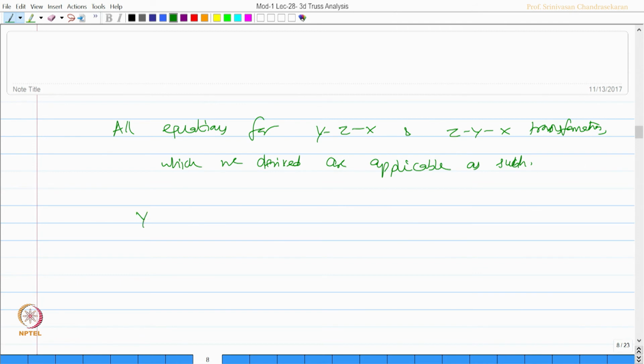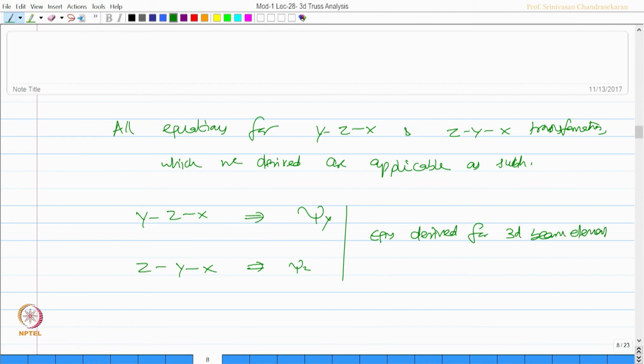So, using YZX will enable you to compute the psi y angle, using ZYX will enable you to compute the psi z angle. So, the equations derived for 3D beam element for obtaining the psi angle are for truss members also.